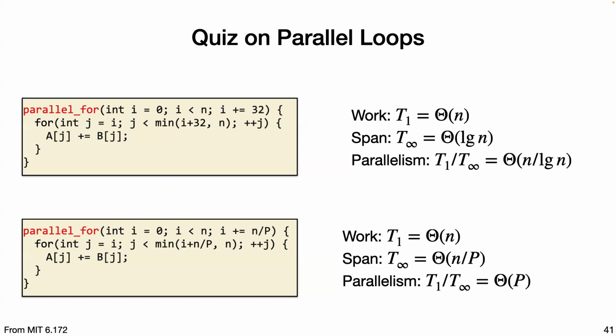However, one thing that you shouldn't do is make this go up by p. If you knew you have p processors, one maybe natural thing you might think to do is assign each of them n over p iterations, and then do a serial for over the n over p iterations. However, the span is then n over p. So the parallelism is theta p, which is not as good as n over log n.